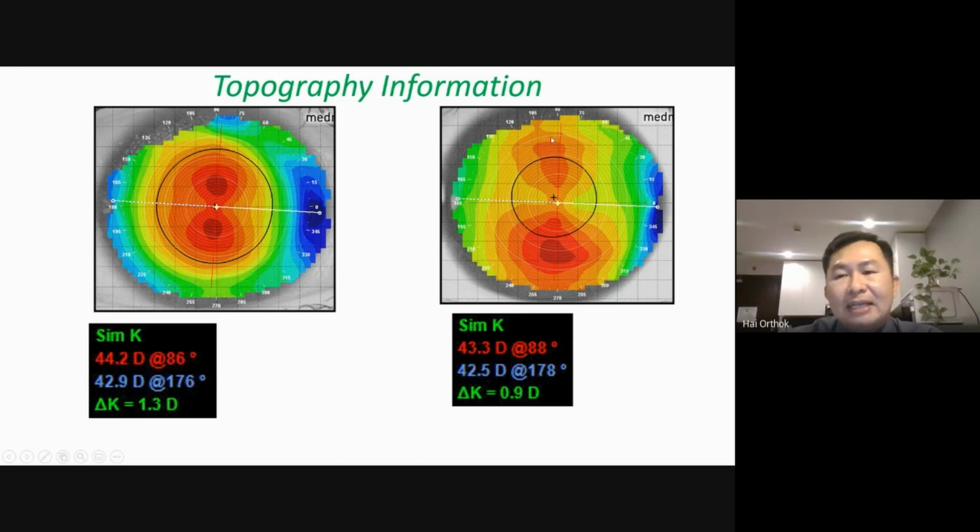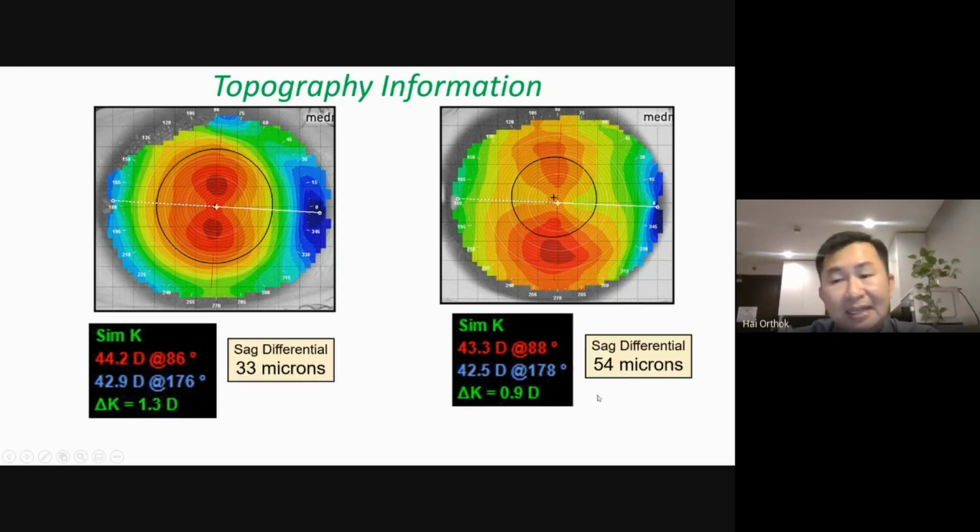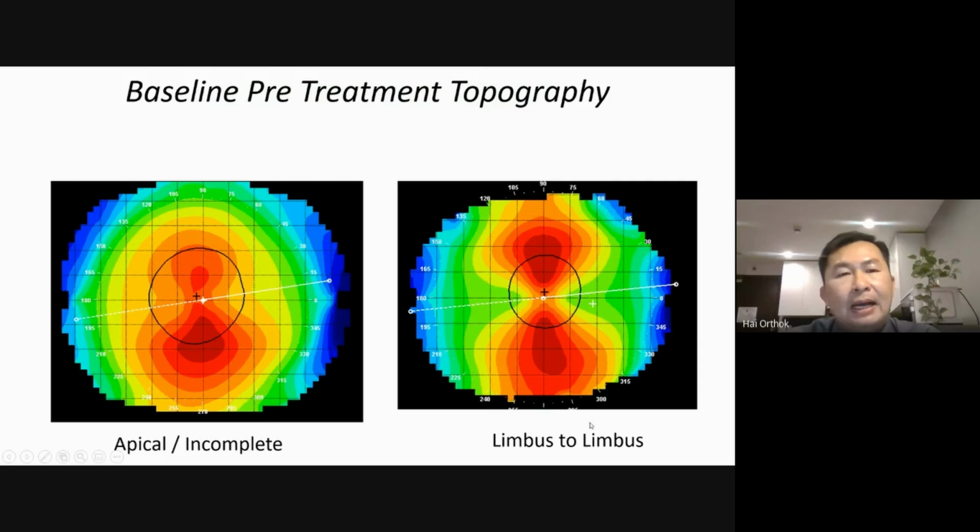Similarly, if you see this eye, even though the delta K is only 0.9, because the toricity extends to the periphery of the cornea, you should use the premium lens or a lens with low toricity in order to center the lens on the eye. Another case right here, we will see apical astigmatism and then limbus to limbus astigmatism.